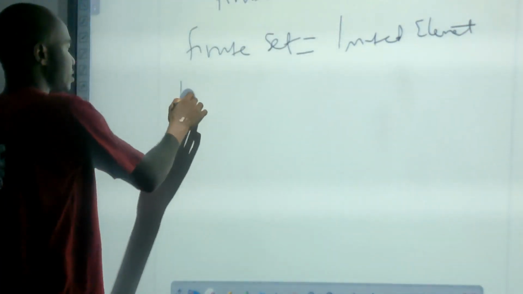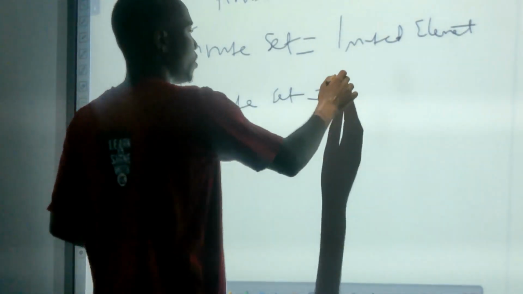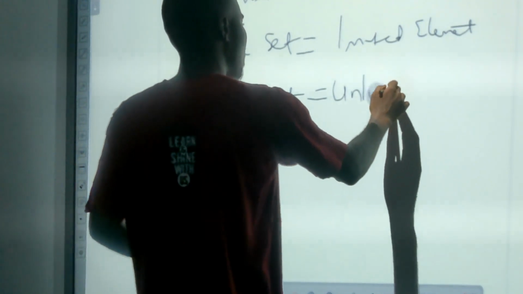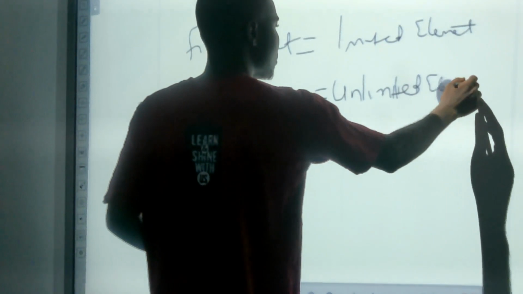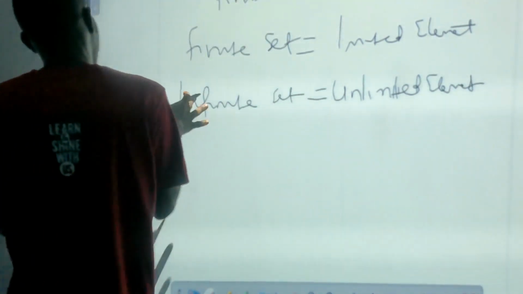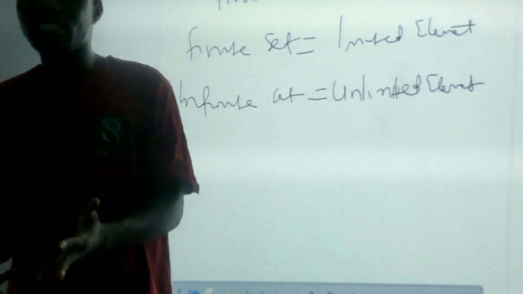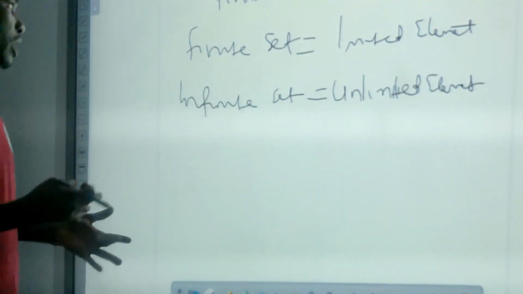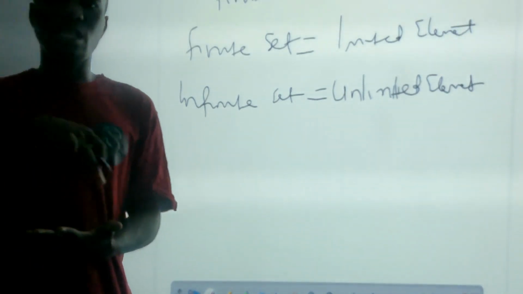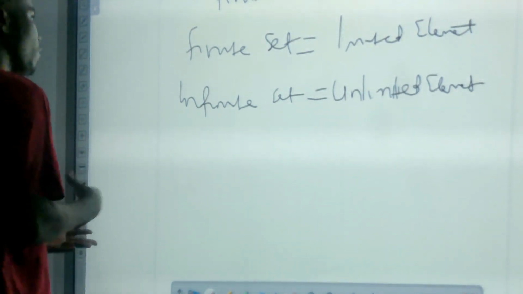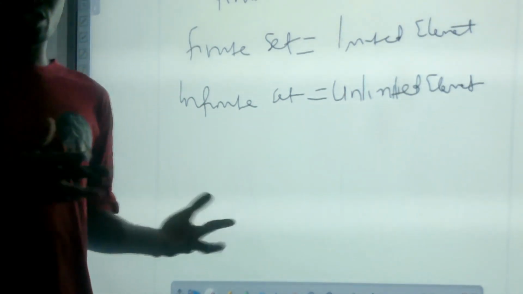Whereas in infinite sets, we have unlimited elements. So that is just the difference between a finite set and an infinite set. I hope you understand the overall idea there. In the finite set, we have a limited number of elements. Inside the infinite set, we have an unlimited number of elements.